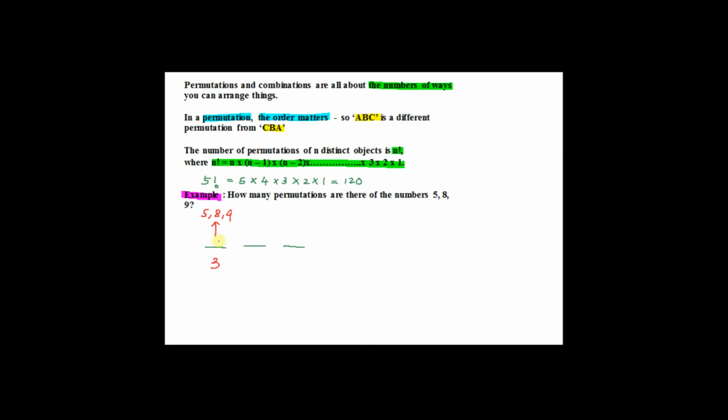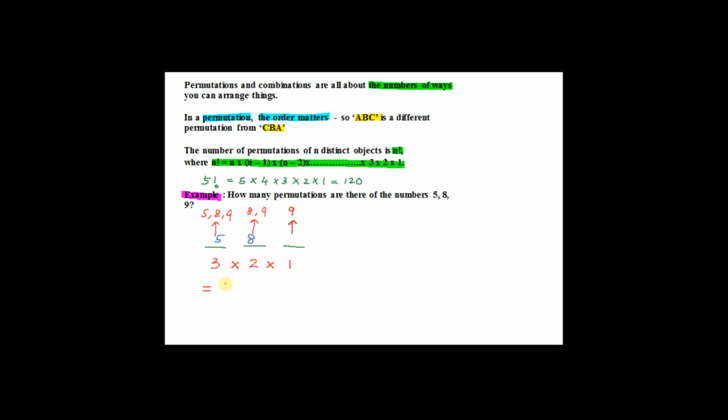Let's say the number chosen is 5. Now for the second number, I only have 8 and 9 left. Therefore, I have 2 choices. Now I only have one number left, which is 9. So I only have 1 choice for the last number. So the total permutation will be 3 times 2 times 1.